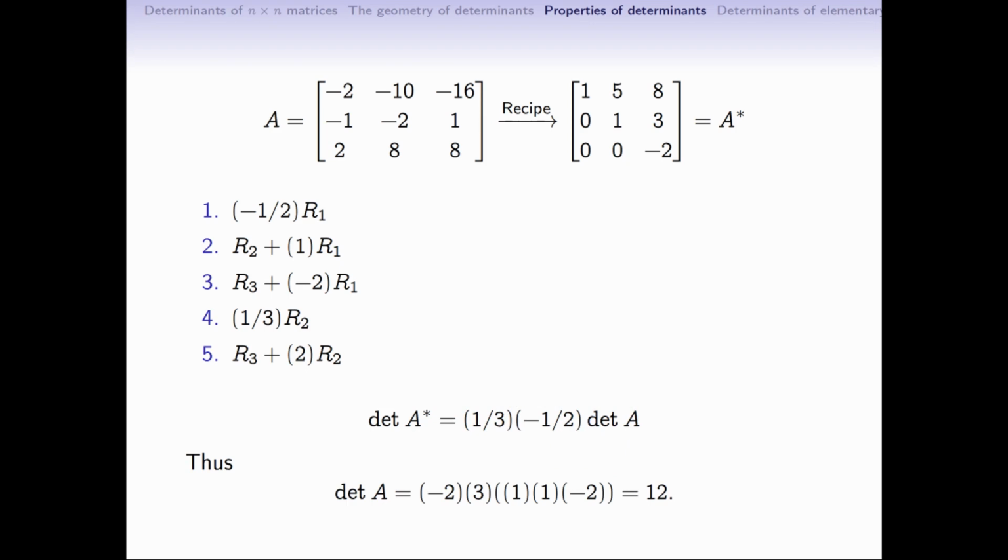Now, in this case, we actually know how to compute the determinant of A star, and that's the whole point of this method. We should rather think of this as a way of calculating the determinant of A. Why is the determinant of A star easy? Because it's upper triangular. So when we get to an upper triangular matrix, the determinant is simply the product of its diagonal entries. And so what this allows us to conclude is that the determinant of A is going to be -2 times 3 times the product of the diagonal entries of A star, 1, 1, and -2. In other words, the determinant of A is simply 12.